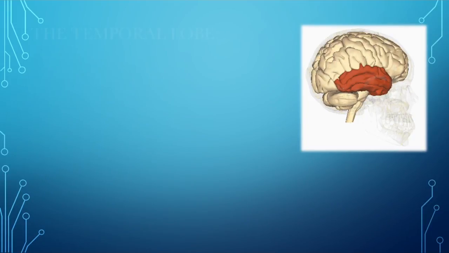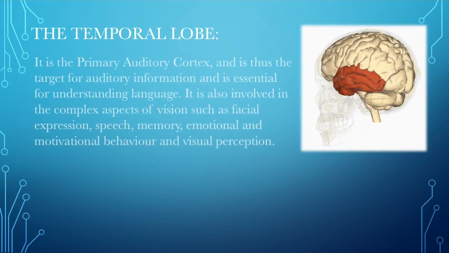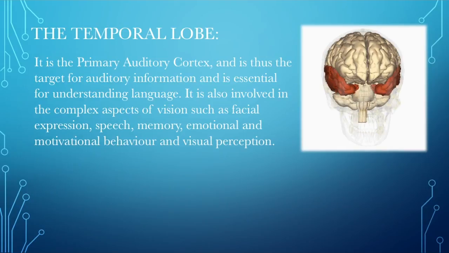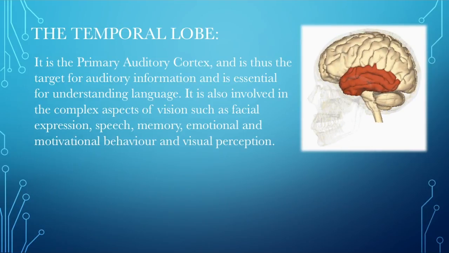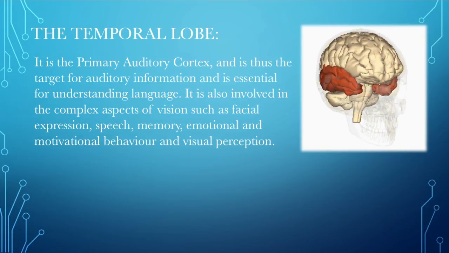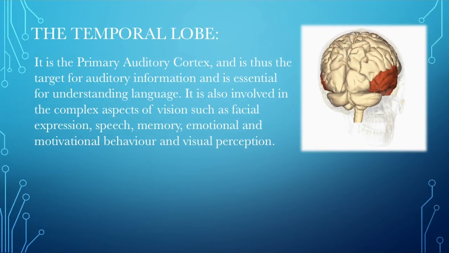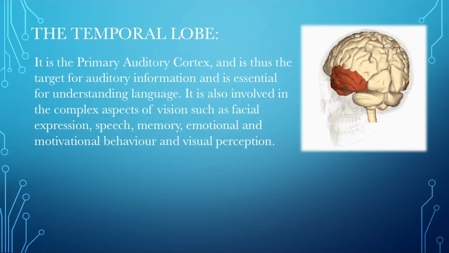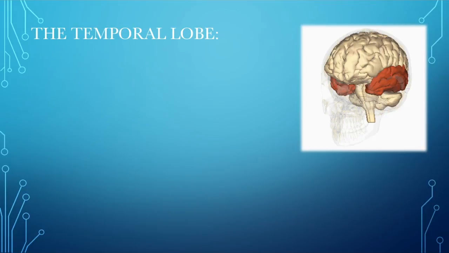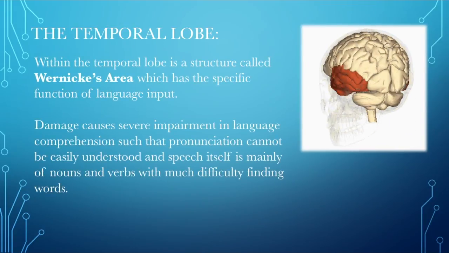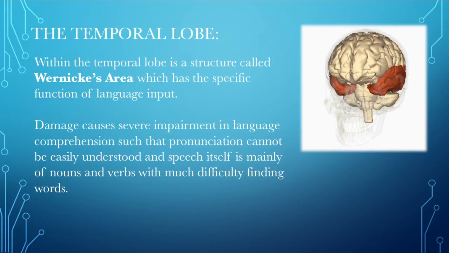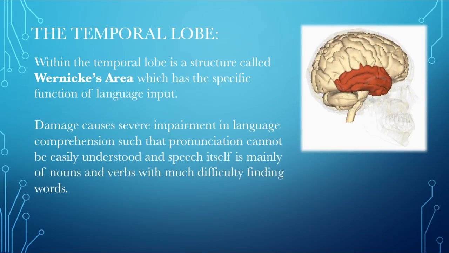The temporal lobe is located in the lateral portion of the hemispheres near the temples. It is the primary auditory cortex and is thus the cortical target for auditory information and is essential for understanding language. It is also involved in the complex aspects of vision, such as facial expression, speech, memory, emotional and motivational behavior, and visual perception. Within the temporal lobe is a structure called Wernicke's area, which has the specific function of language comprehension, or the processing of words that we hear.